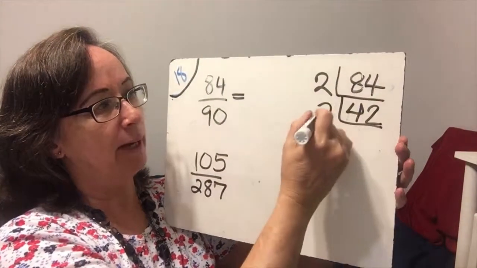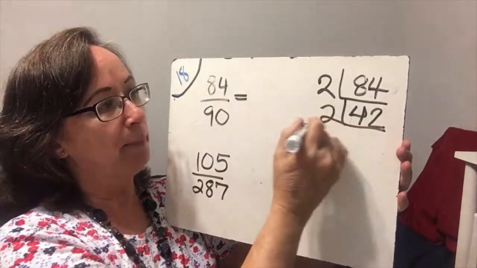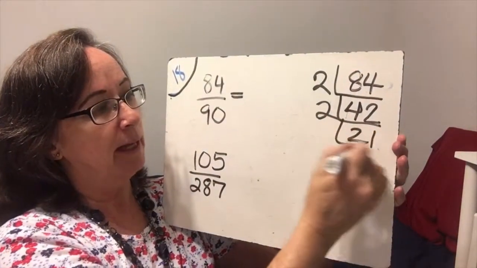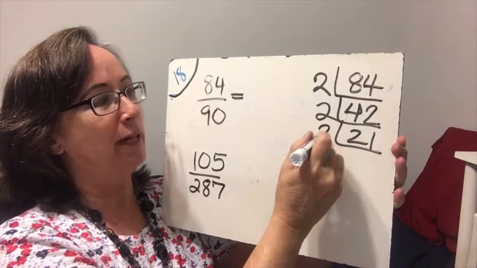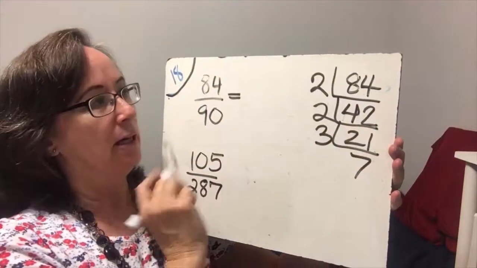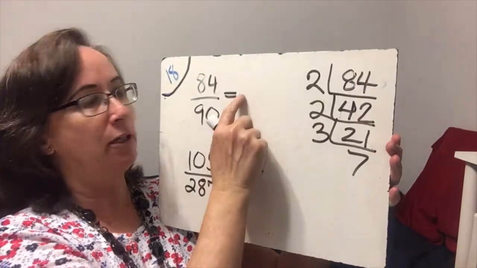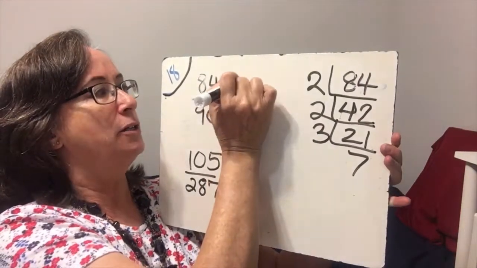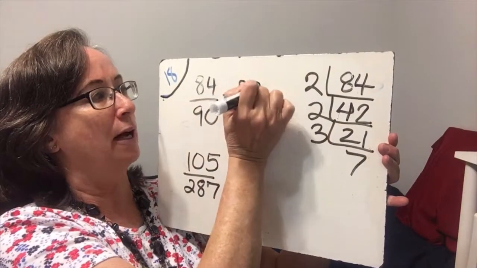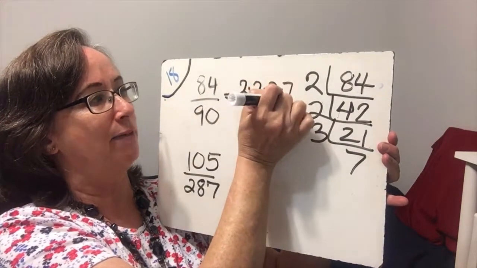And I'm going to just go ahead and divide it by 2 again, and I get 21. Divide 21 by 3 and I get a 7. So 2 times 2 times 3 times 7. So what we're going to do is write that right here: 2 times 2 times 3 times 7.